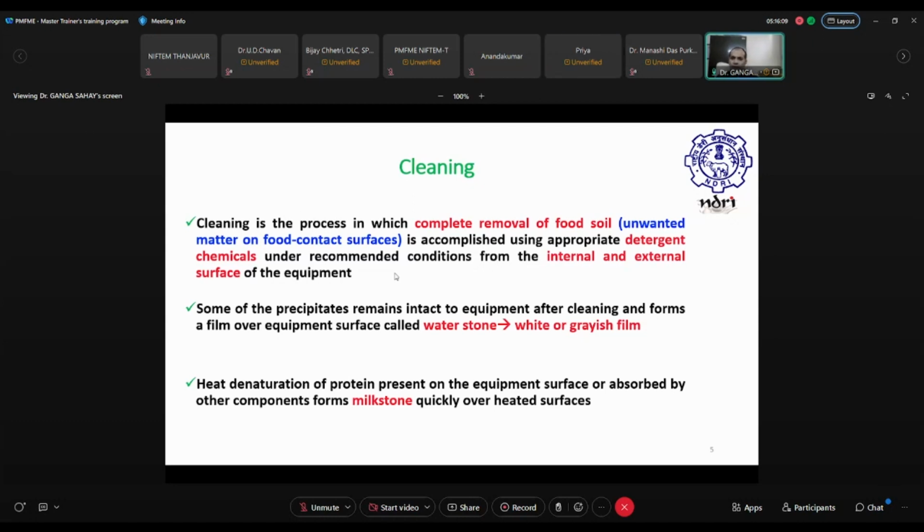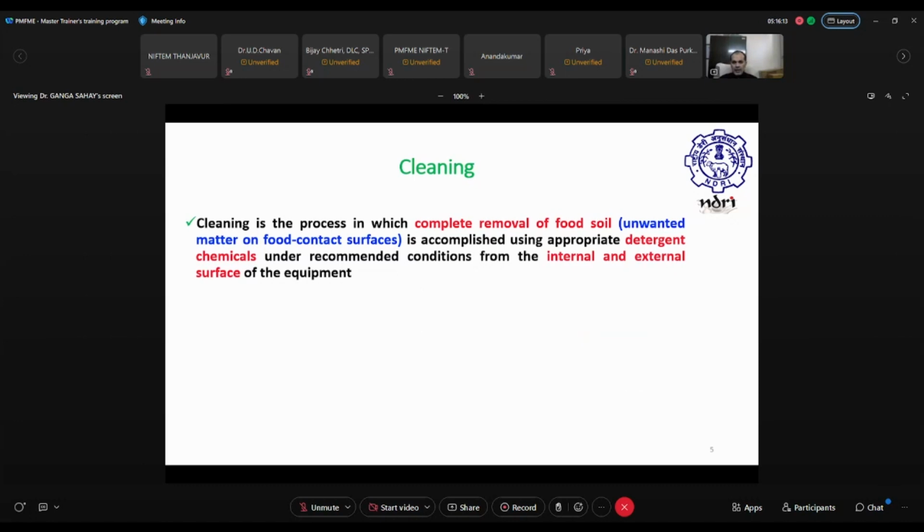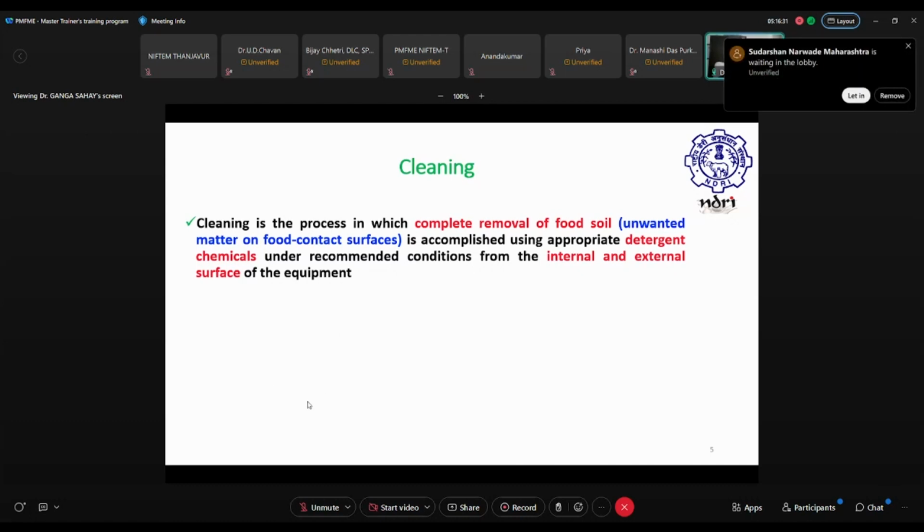Okay, so I was telling about cleaning, that is the process in which we are removing unwanted soil from the food surface or equipment surface, and it is accomplished using appropriate detergent chemical under recommended conditions from the internal and external surface of the equipment. So if we go further, now the slides are not moving.